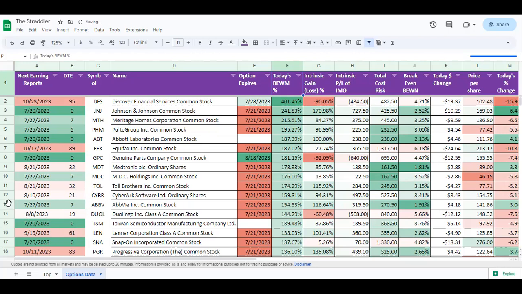AbbVie is another one that's been good. I'm actually going to check them out. They are deceptively cheap for a $140 share price. Let's look up AbbVie because that's probably one I'm going to buy. I have purchased them multiple times and I've never lost purchasing them either. And it's because they're exceptionally cheap for their share price.